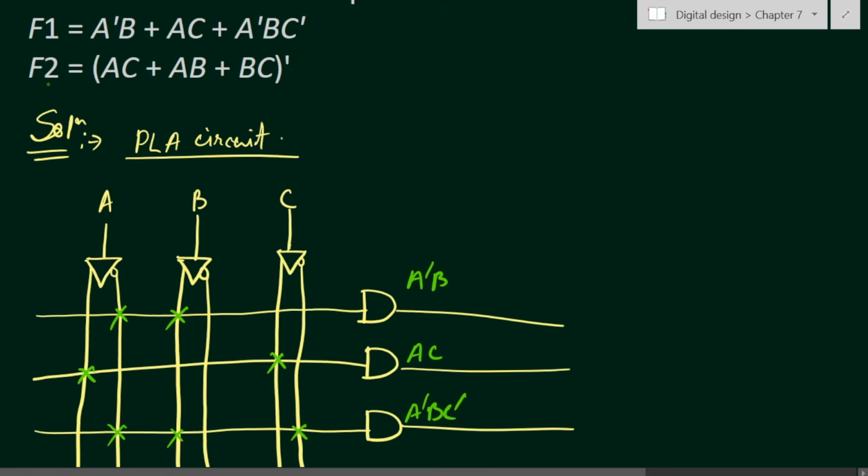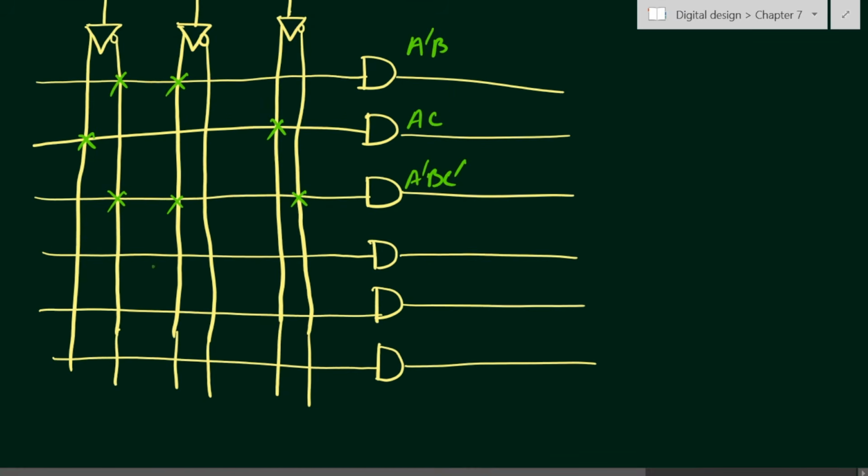Now let us see the function F2. Here we have AC plus AB plus BC. So here we will have AC plus AB plus BC. We have got here AC, here we have AB, and here we have BC.